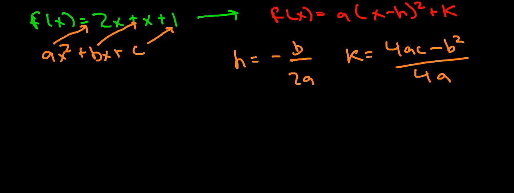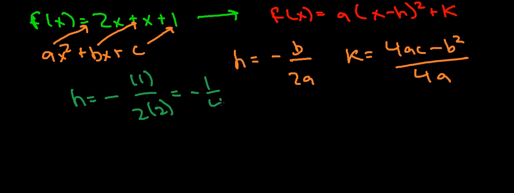So let's just fill in these formulas and figure out what our different values are. So we have h is equal to minus b, which is 1, over 2a, which is 2 times 2. So this is going to give us minus 1/4. So we already have our h. Now we want our k.